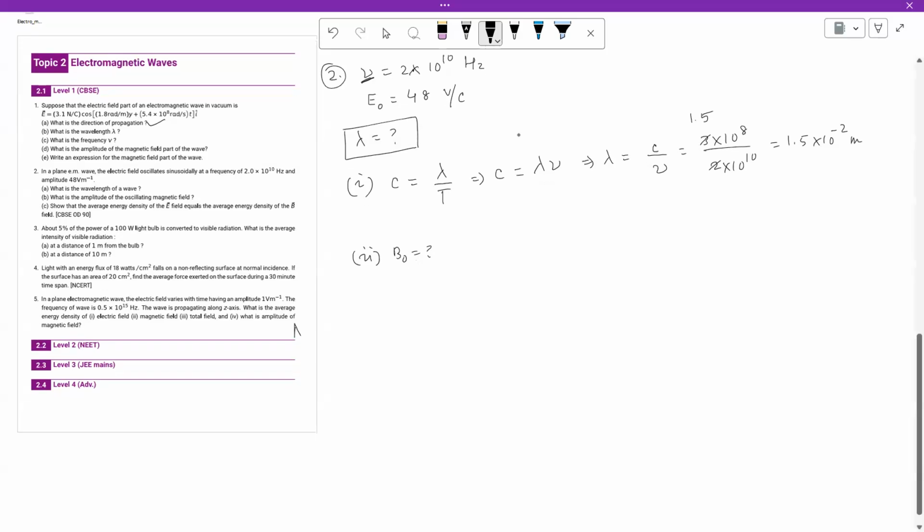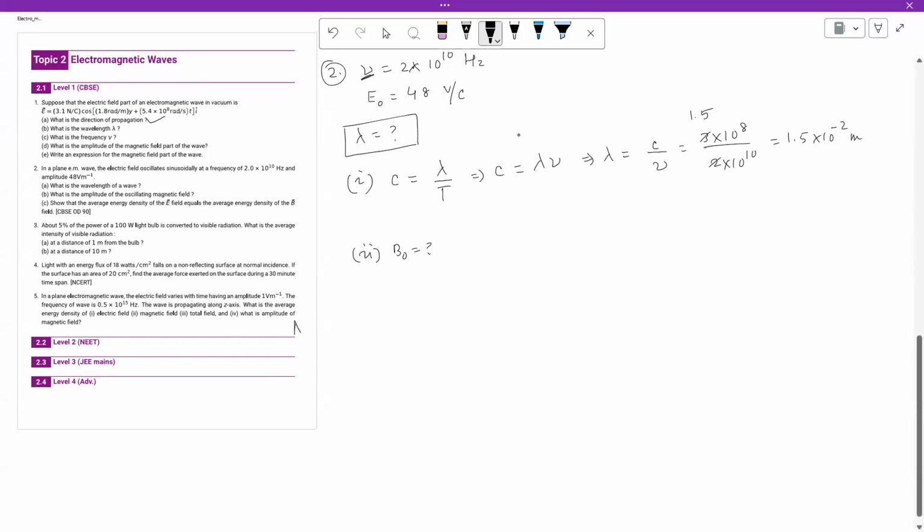This is the thing that we need to calculate, right? Yes, sir. So we know that E naught by B naught equals C. So B naught would be E naught by C. So E naught is given, 48 divided by 3 into 10 to the power 8. So how much is this? 3 ones are 3, and 16. So 16 into 10 to the power minus 8, so 1.6 into 10 to the power minus 7 Tesla. So this is the thing, right? Yes, sir.